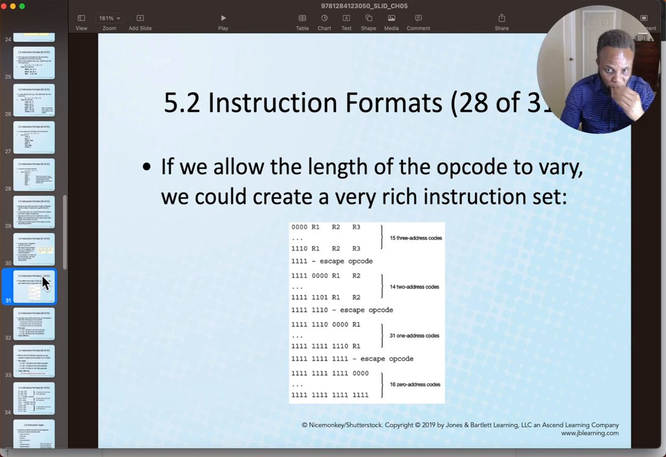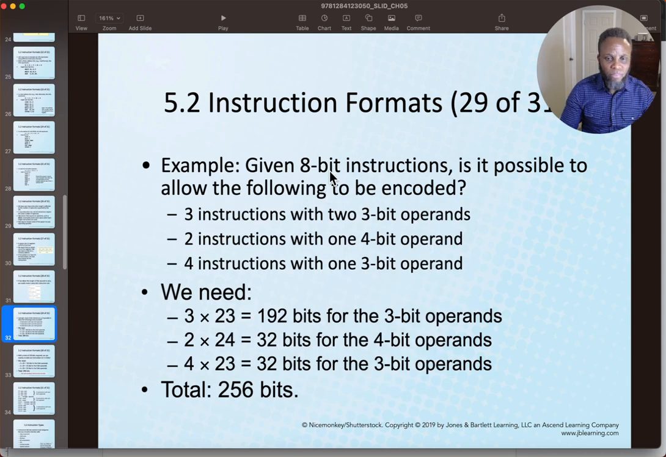So if you look at this one, what is this saying here? 15.3 address codes. I don't understand what the slide deck is saying, so let's skip this one.